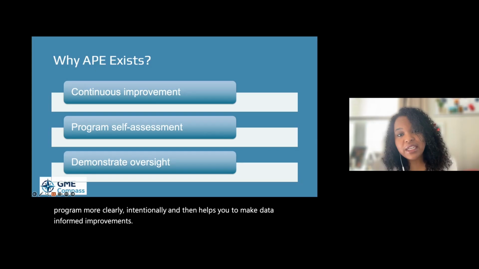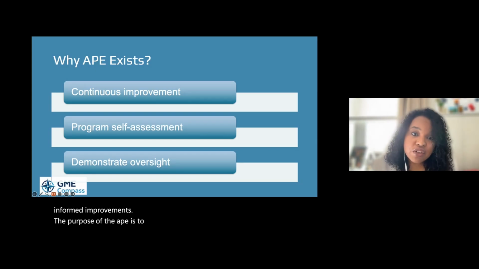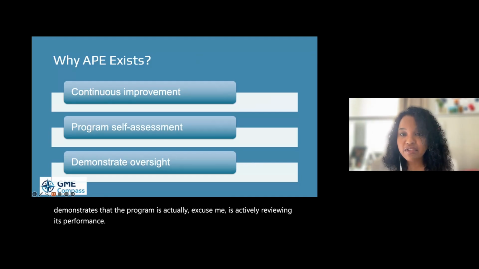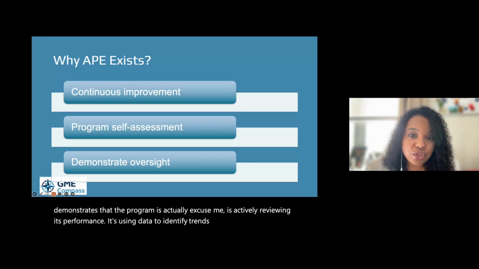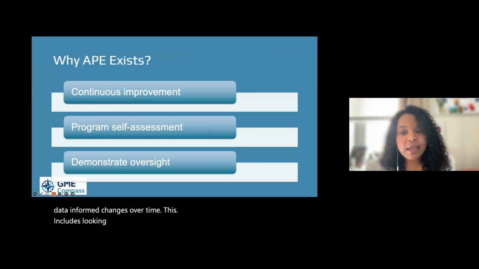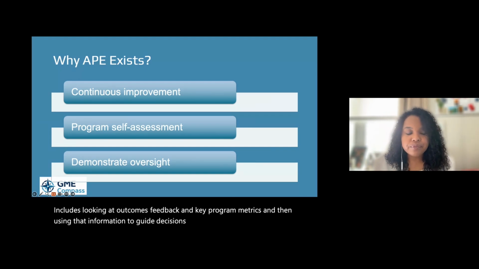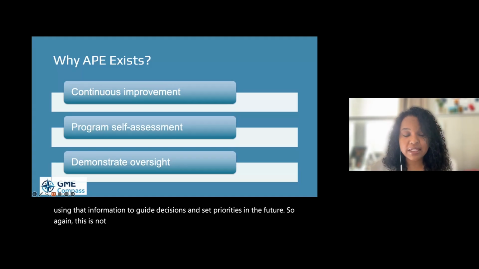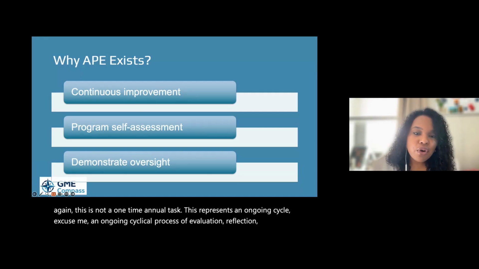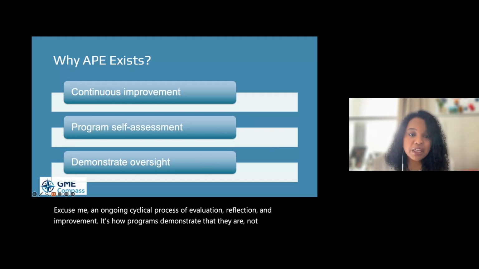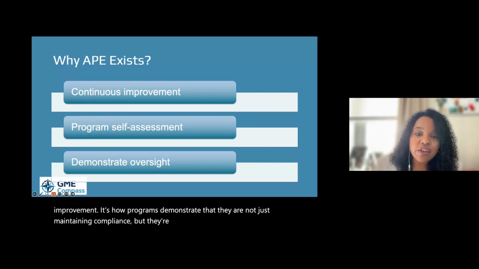The purpose of the APE is to support program improvement. It demonstrates that the program is actively reviewing its performance. It's using data to identify trends and make thoughtful, data-informed changes over time. This includes looking at outcomes, feedback, and key program metrics, and then using that information to guide decisions and set priorities in the future. So again, this is not a one-time annual task. This represents an ongoing, cyclical process of evaluation, reflection, and improvement. It's how programs demonstrate that they are not just maintaining compliance, but they're also intentionally working towards evolving and strengthening over time.